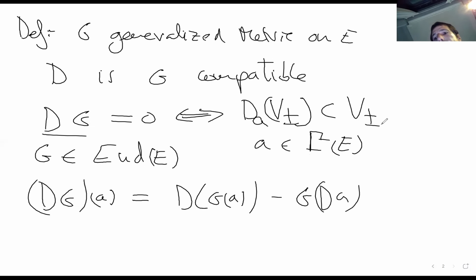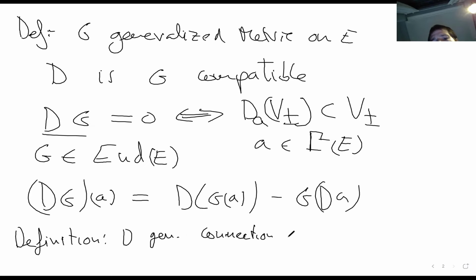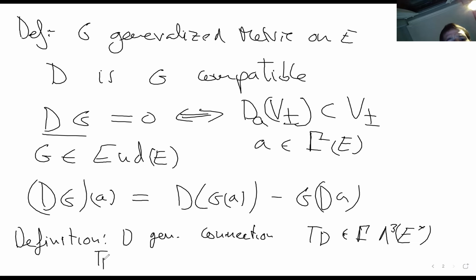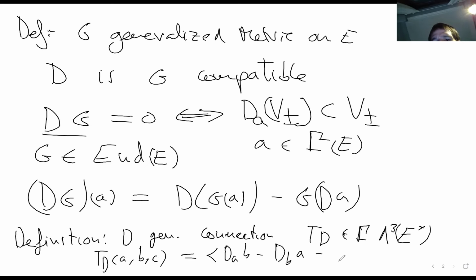So in order to define some sort of Levi-Civita connection, we need some notion of torsion, and there is a natural one in generalized geometry. Given the generalized connection, I can define a tensor T_D, which is a section of lambda 3 of E dual, defined in the following way. T_D(A, B, C) is going to be ⟨D_A B, C⟩ minus ⟨D_B A, C⟩ minus ⟨[A, B], C⟩ plus ⟨D_C A, B⟩.